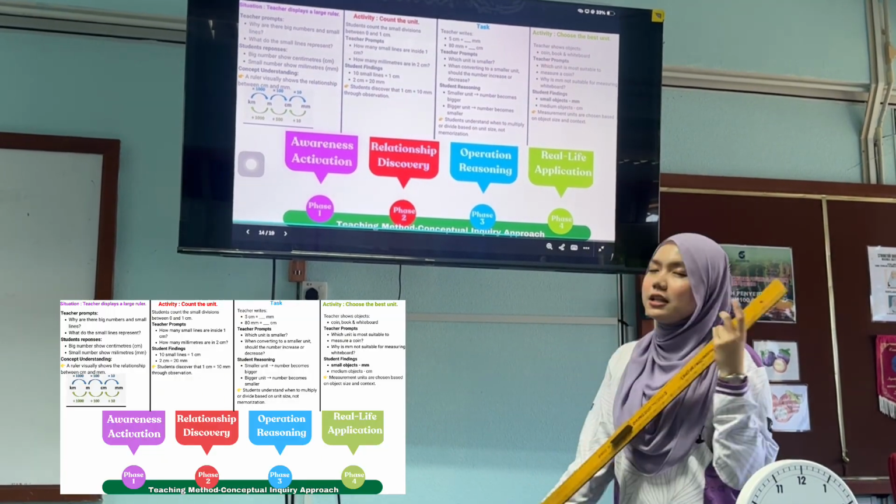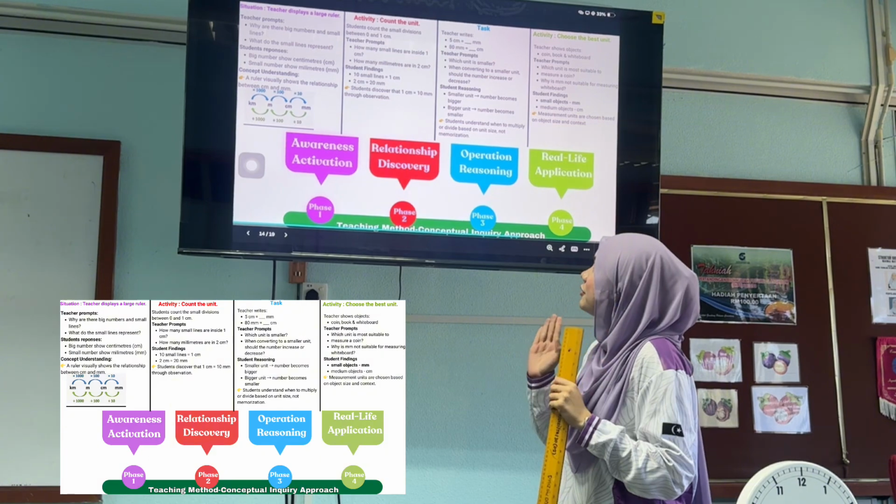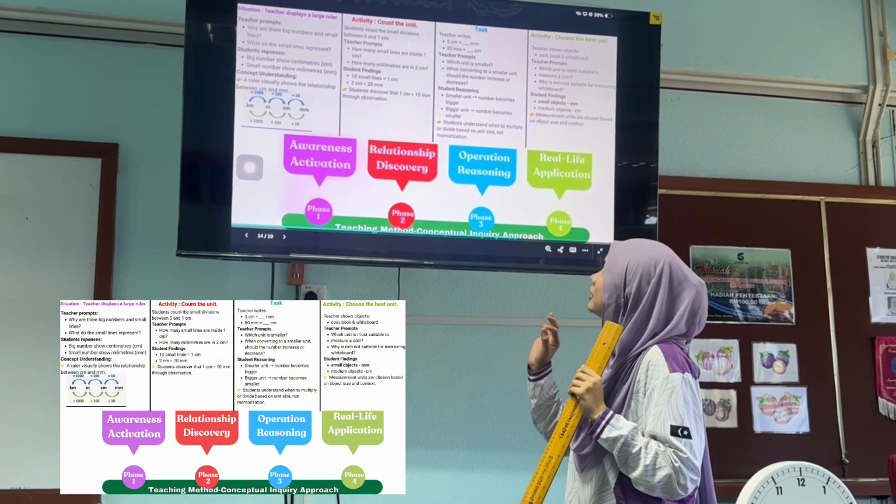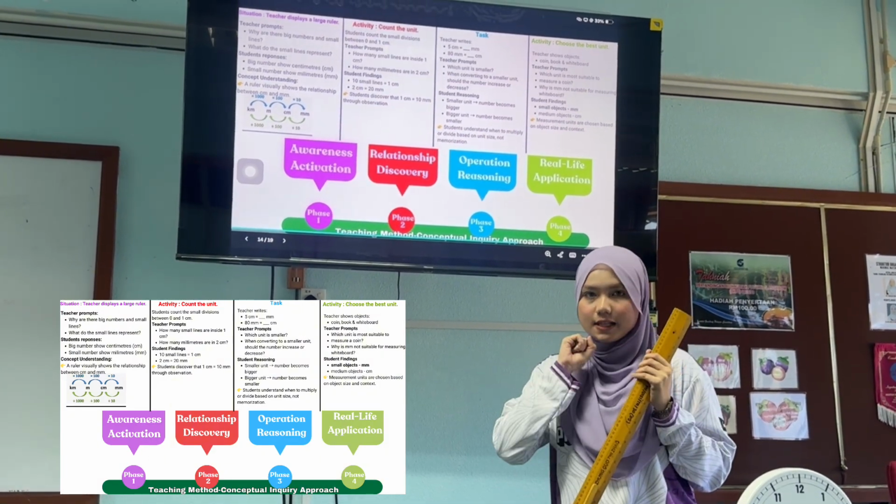Now we go to the activity, count the unit. For count the unit, students count the small divisions between 0 and 1 centimeter.